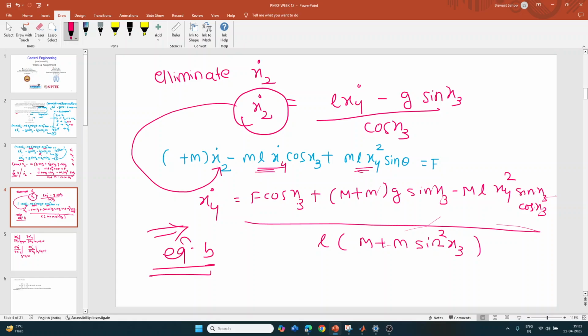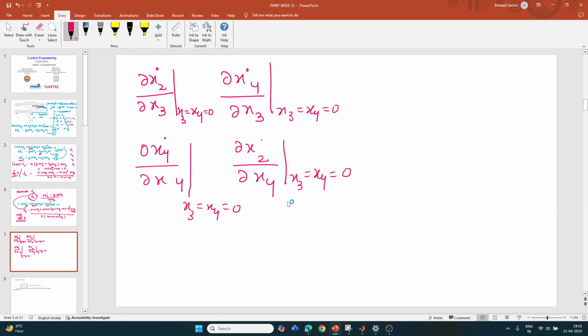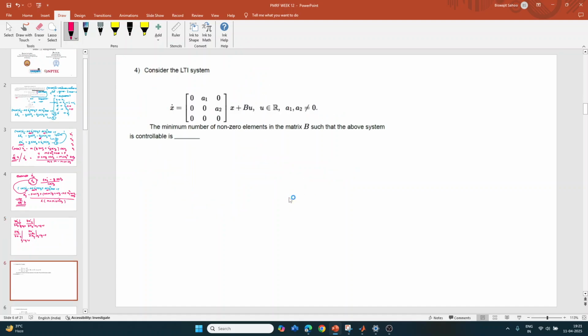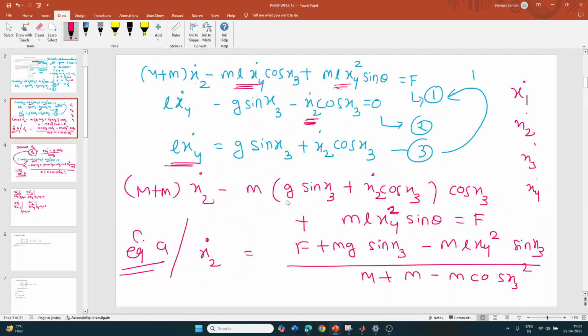Okay, so in equation b and equation a, first you put x3 = 0 and x4 = 0, then you need to do the partial derivative. This is very simple, because whenever x3 and x4 are 0, you just have to differentiate with respect to x3. So for this value, dx2 star divided by dx3, if you check, dx2 star by dx3.